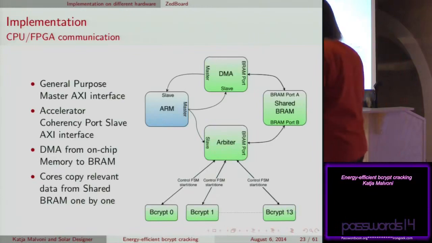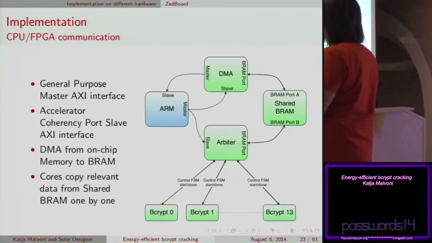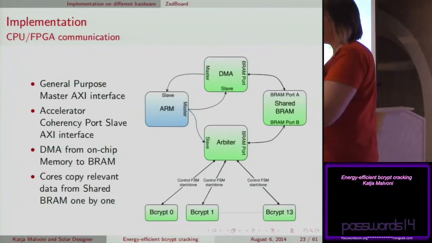So in this implementation, what we have is basically this. The green stuff is on the FPGA, and blue is the ARM processor, which cannot be changed. These communicate through DMA and the AXI interface. The ARM sends data into this PROM, and then bcrypt reads it. It's called shared because it's shared among all these bcrypt instances and the processor. And it is block RAM that's actually on the FPGA.